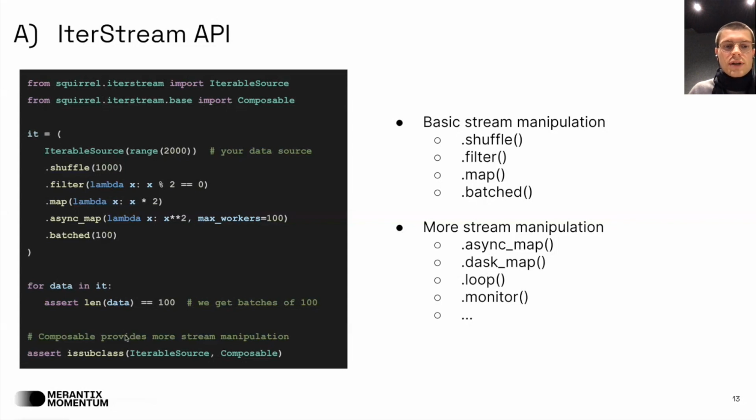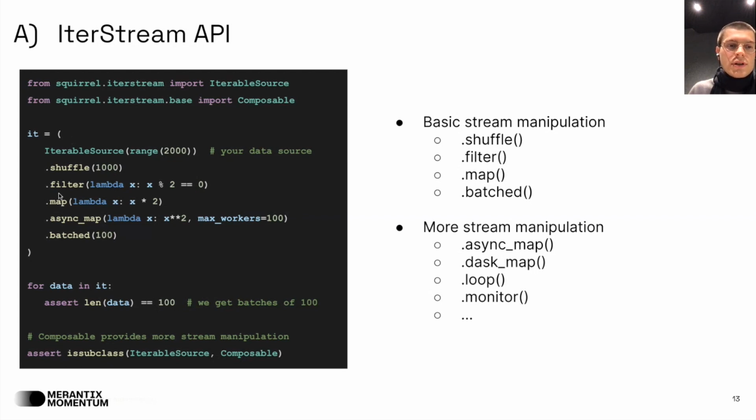IterableSource, as you can see down here, is a subclass of Composable, and Composable is basically offering all the API that Squirrel implements. And these different method calls here are all implemented by the Composable class. You can, for example, shuffle your data on the fly. You can filter your data. This is really functional style programming here. You can map any function over this IterStream that you want.